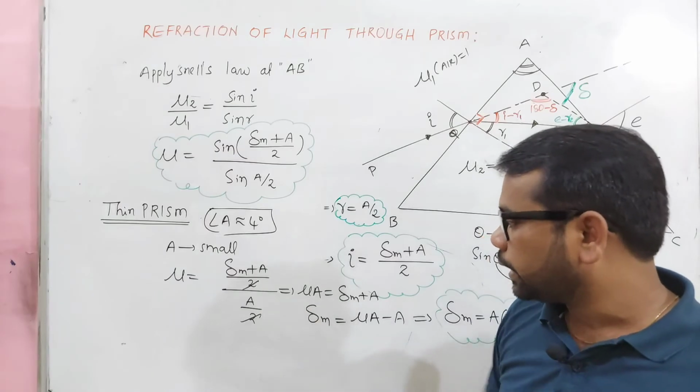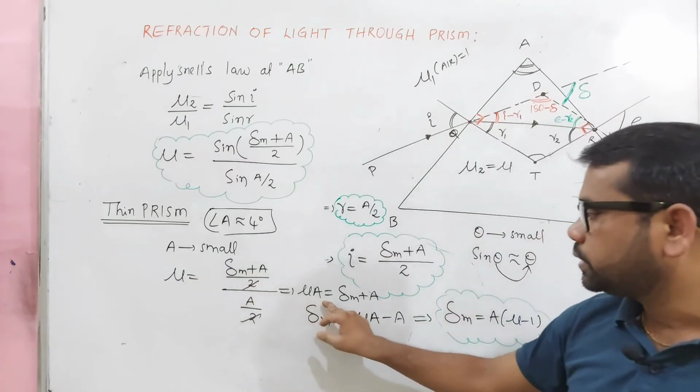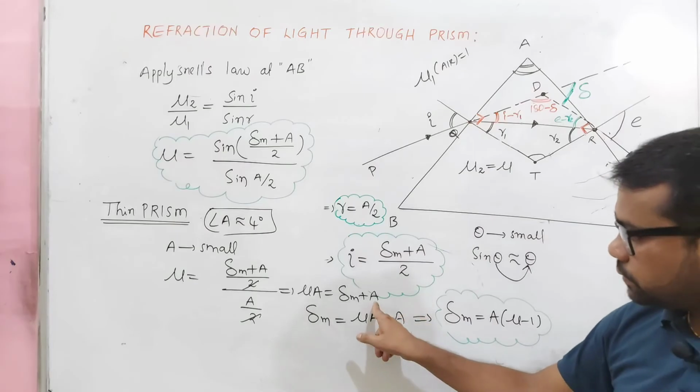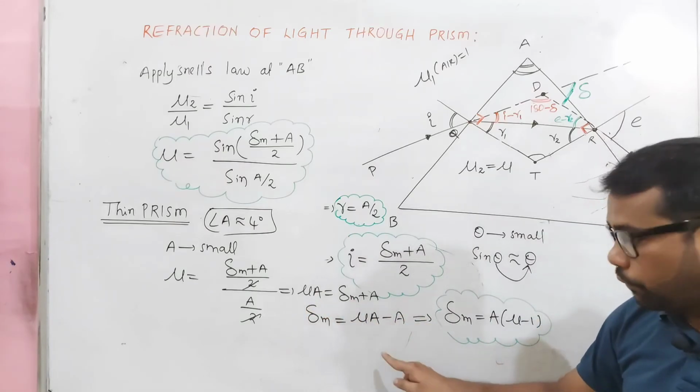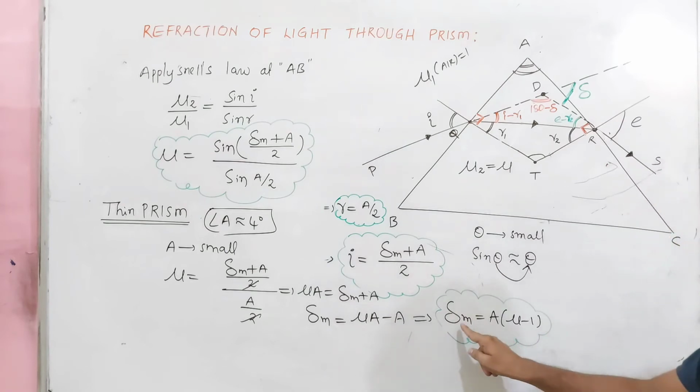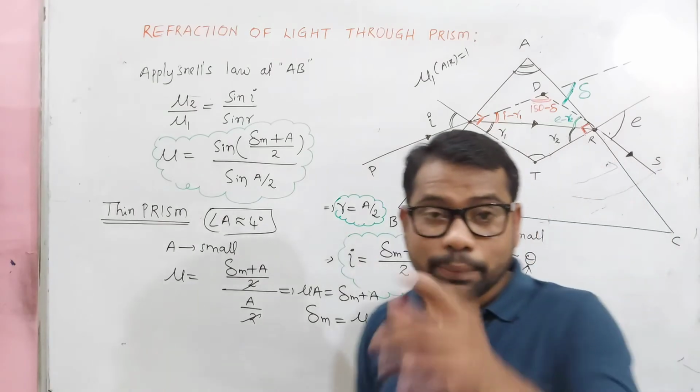2 gets cancelled. Get this A this side, so that mu A is equal to delta m plus A. Get this A this side, so that delta M is equal to mu A minus A. From this we can take A as common. So delta M is equal to A into (mu minus 1). So from this, of course, we can make one conclusion.